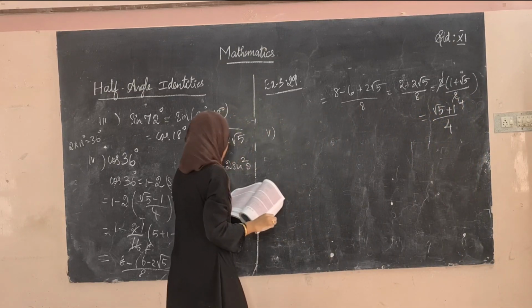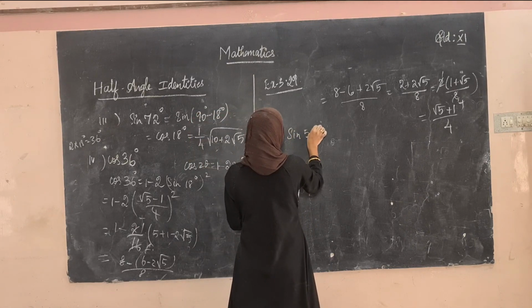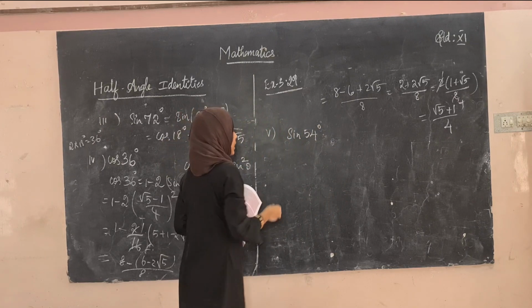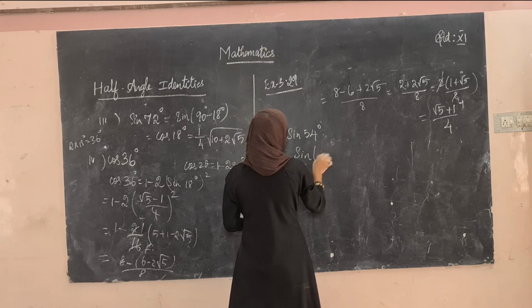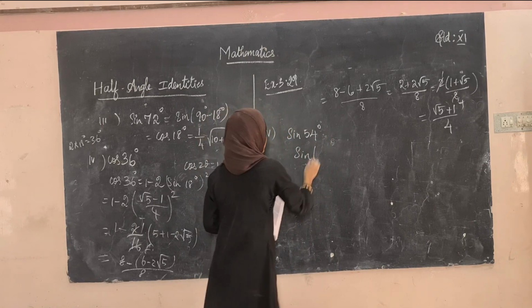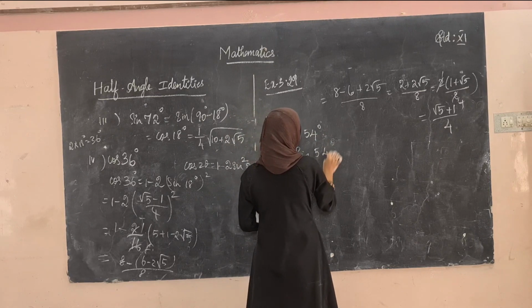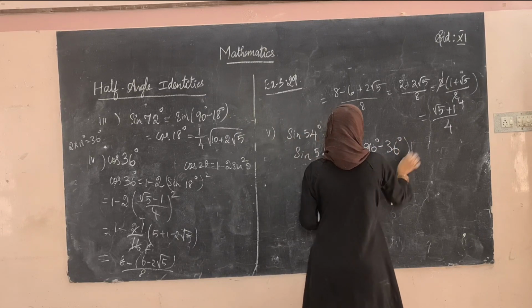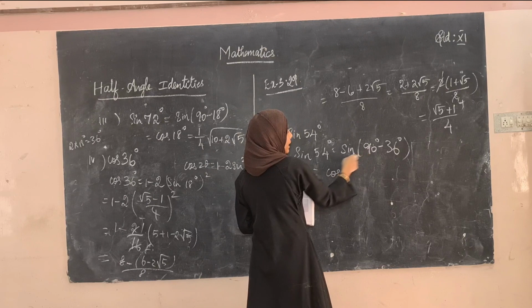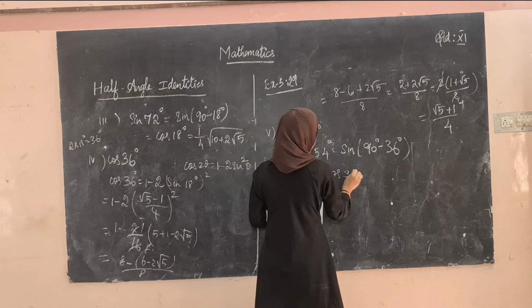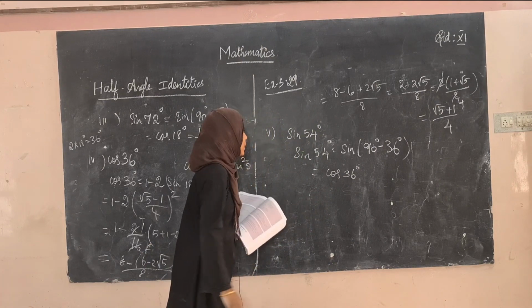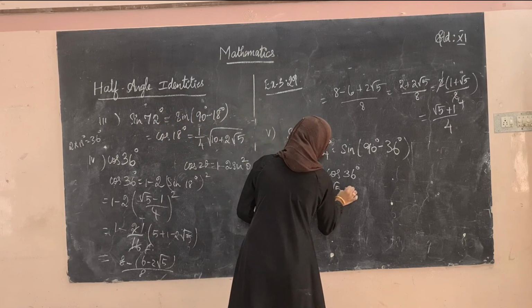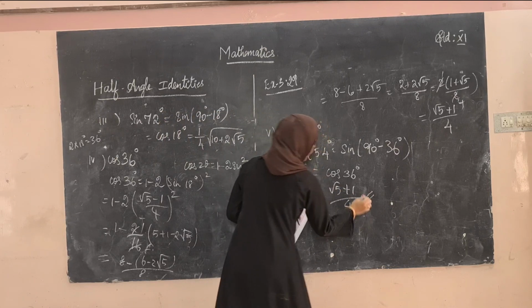Now the fifth subdivision. You have to find the value of sin 54 degree. You can take it like this: 54 can be written as 90 minus 36. Sin of 54 degree is equal to sin of 90 degree minus 36 degree. Since it is 90, you have to change the function. It is cos 36 degree. 90 minus 36 happens in the first quadrant, so it is cos 36 degree. What is cos 36 degree? It is root 5 plus 1 divided by 4. So this is the answer.